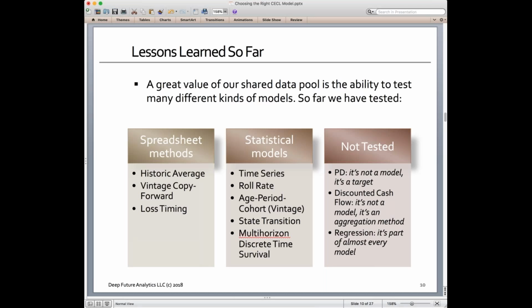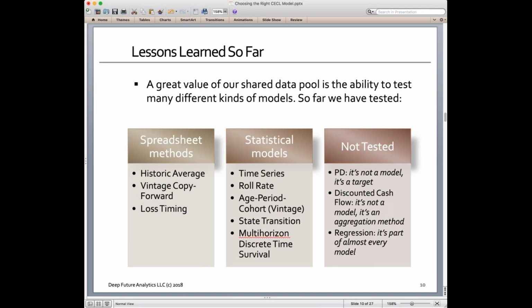The third one on the list, loss timing. This is also called a hazard function or a survival function or a life cycle. It's just saying in the age of a vintage, when do the losses usually come? What is the loss rate versus the age of the vintage? And just apply that.